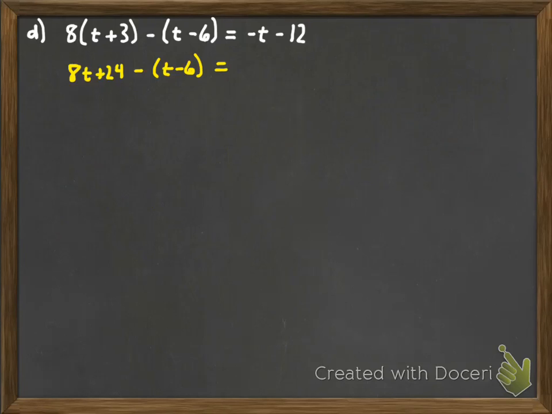Now on the right side of the equation, we've only got a subtraction problem, and it's one we can't do because there's not like terms. So that side of the equation is already simplified. Nothing else to do there for the moment.